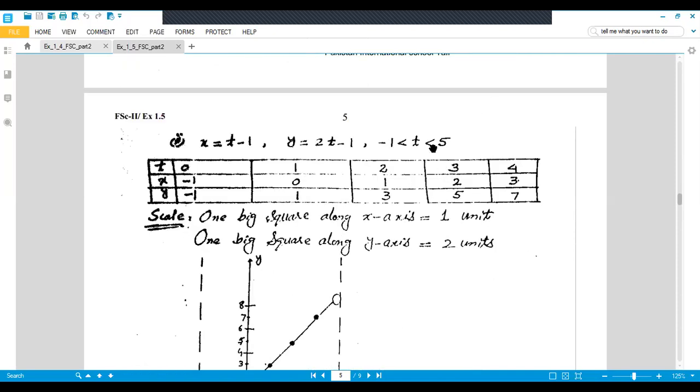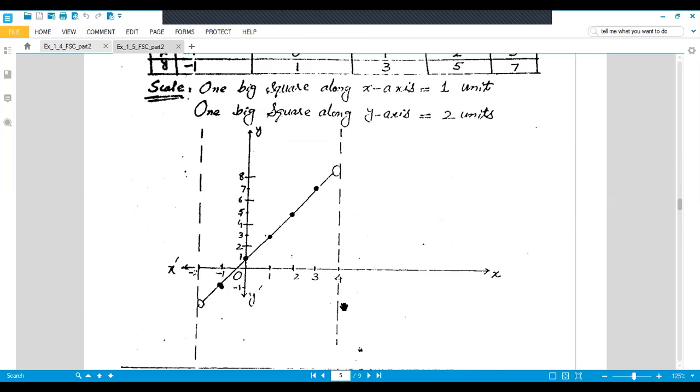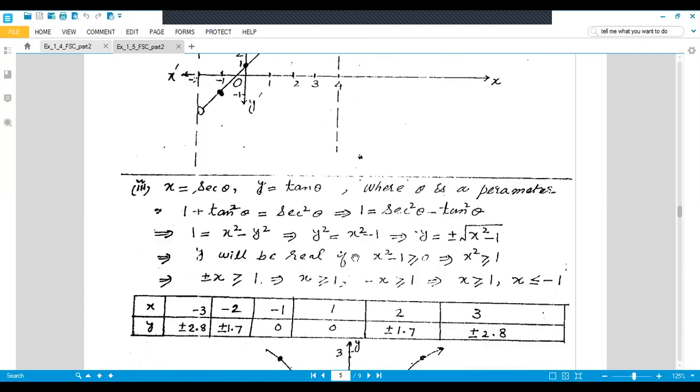And when t is equal to 5, you put 5 in this: 5 minus 1 is 4. For y, when you put 5 here, 5 twos are 10, 10 minus 1 is 9. So y will be 9. So here the circle shows that this point is not included. So you draw a line. So you draw the graph like this.